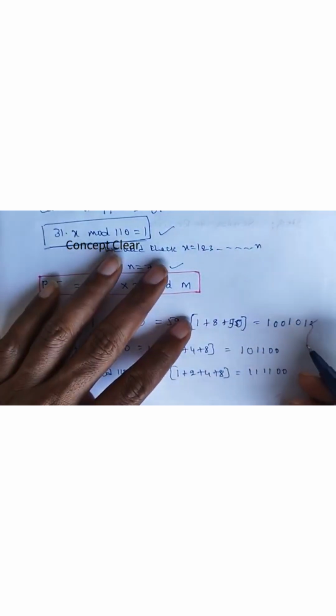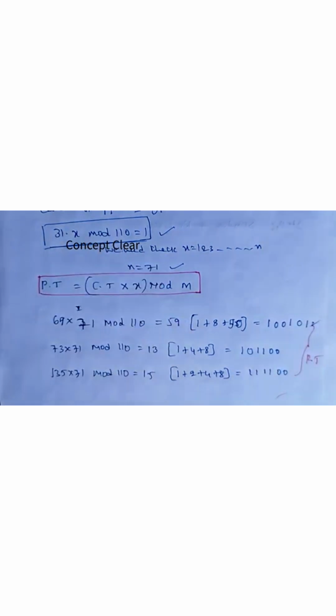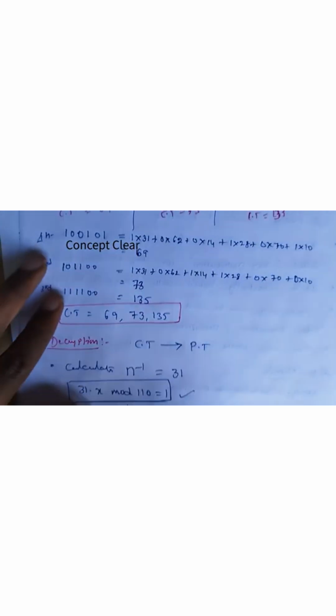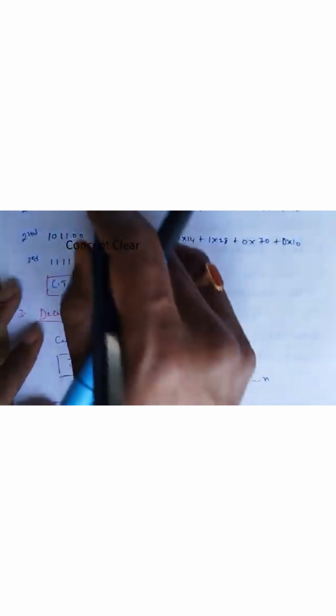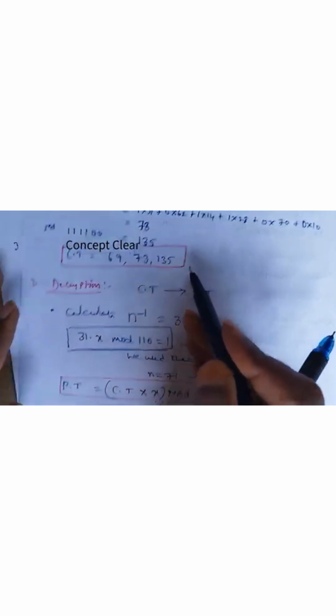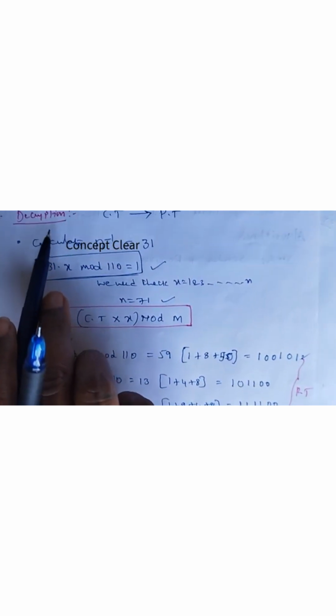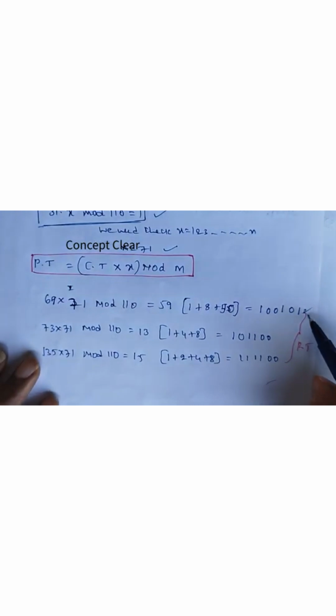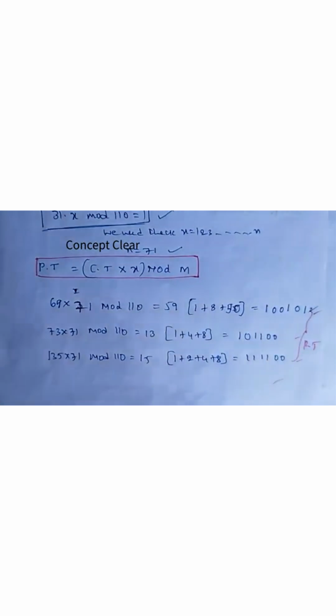Okay, see here. These three are the plain text. This is the plain text we considered. After encryption this plain text was converted to 69, 73, 135. Again in decryption, we are getting the plain text value as the original: the first part, second part, third part. Okay, this is about the knapsack problem in cryptography.